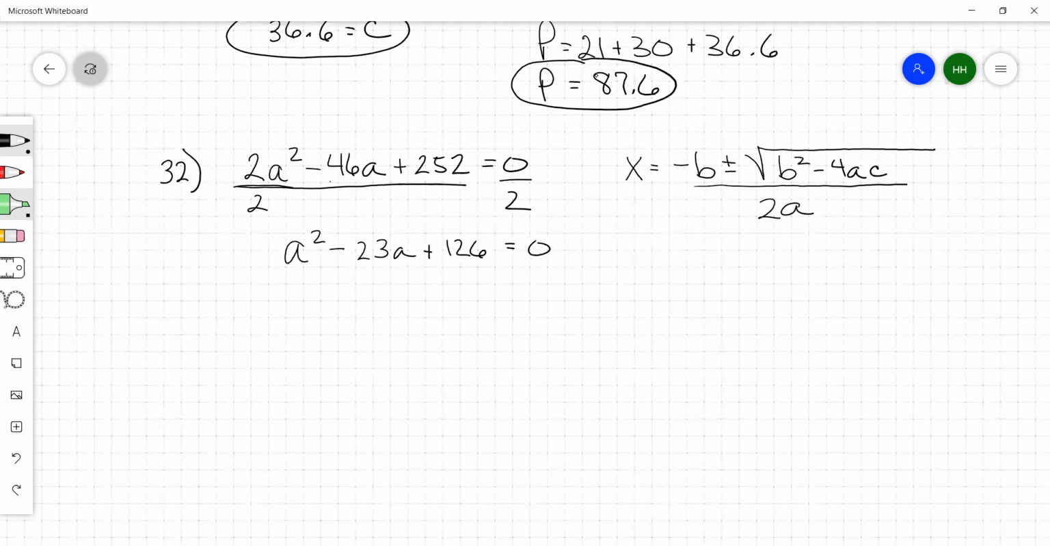So next you could label your a, b, and your c. So whatever's in front of your a squared is your a, so your a is equal to 1. Whatever's in front of your a is your b, so your b is equal to negative 23. And your c is equal to your constant out here, which is 126. So then you can substitute. So your x, or in this case, your a in this problem, you're solving for the variable in the polynomial.